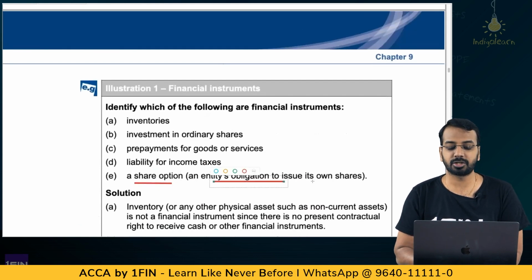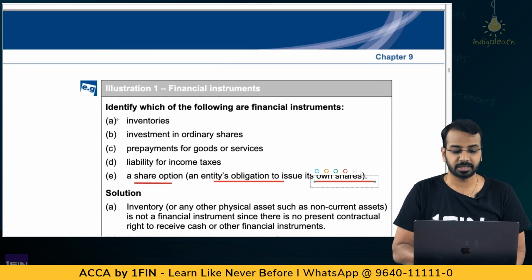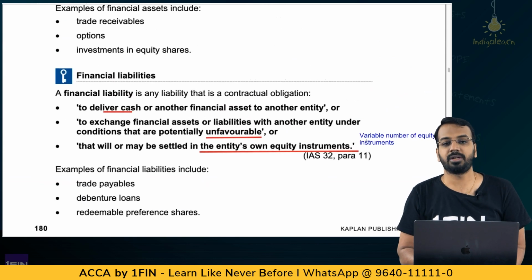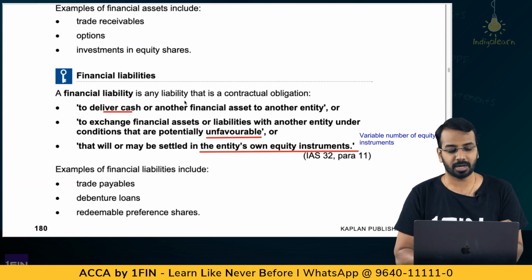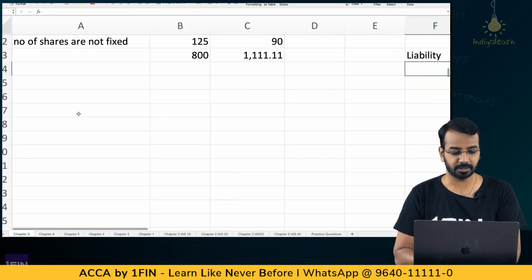And last one, share option. An entity's obligation to issue its own shares. Now, when you have an obligation to issue own shares, here you see, it may be settled in entity's own equity instrument, so it will be a part of your financial liability or equity based on the contractual terms. Okay. So, for now, what you need to understand is, I'll just summarize it here.